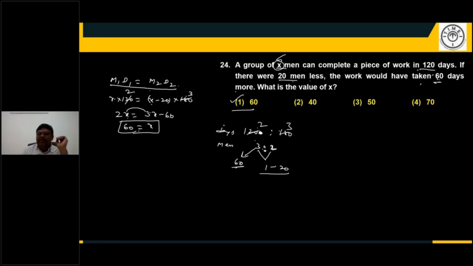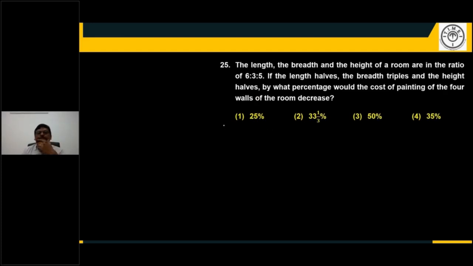Done? Yeah, last question, students. Simple. Let's take length, breadth, height of the room in the ratio 6:3:5. Let it be, students, you can take some number, you can take X, doesn't matter, because you need only percentage. If I take 6x, breadth is 3x, height is 5x.